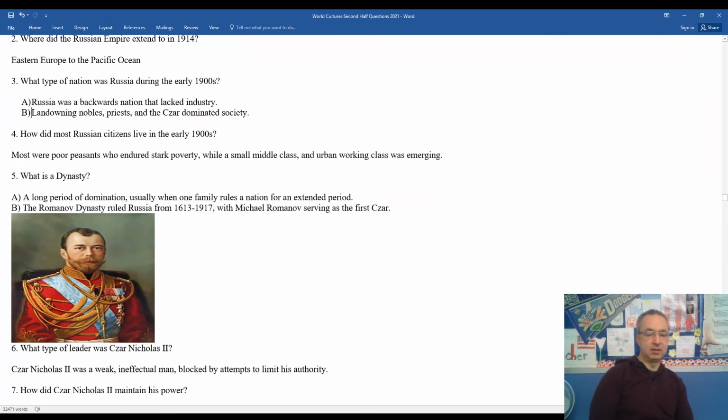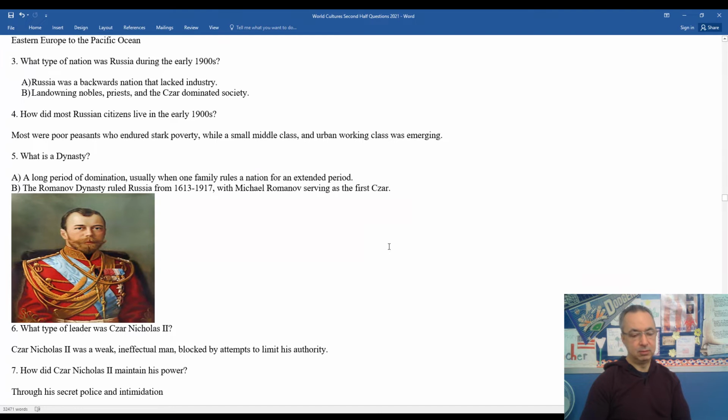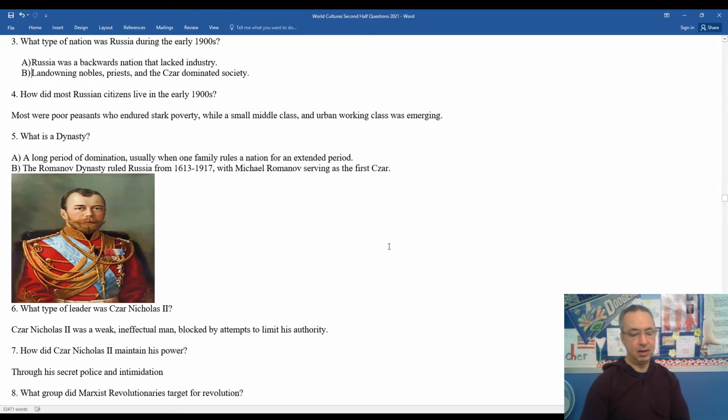Six, what type of leader was Tsar Nicholas II? Weak, ineffectual, very young. I think he was 26 years of age when he became the Tsar after the untimely death of his dad. So he was not necessarily prepared to be the Tsar. Sometimes if you're not prepared, it could lead to some struggles, and that could be in anything within life, and this is certainly true for Tsar Nicholas II. He did maintain power, as most Tsars did, through intimidation, the use of the secret police, taking care of anybody who might have thought to rise up against him.